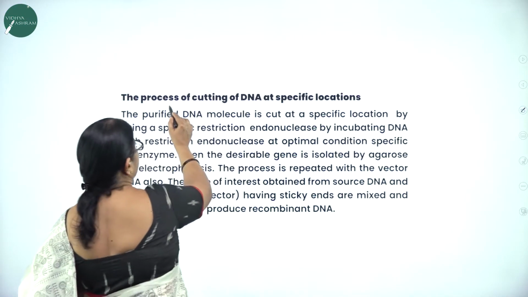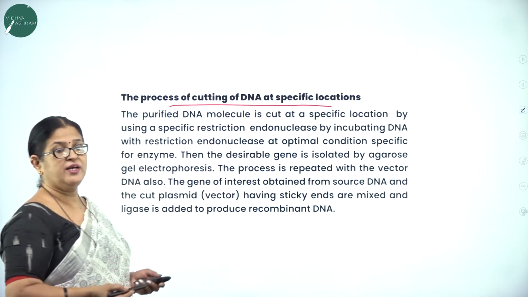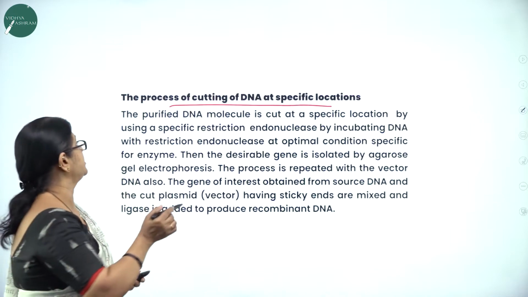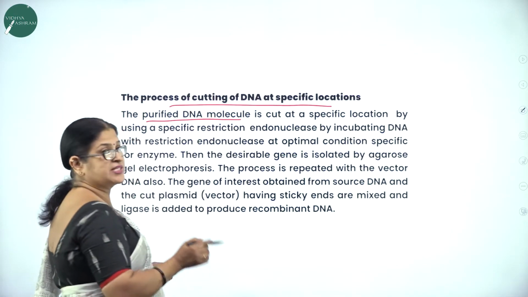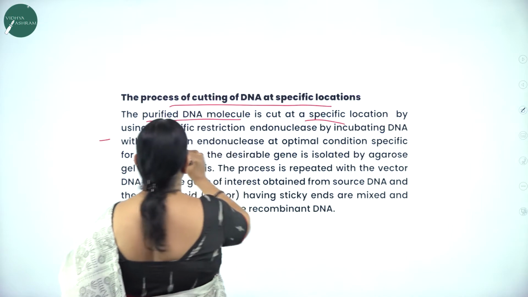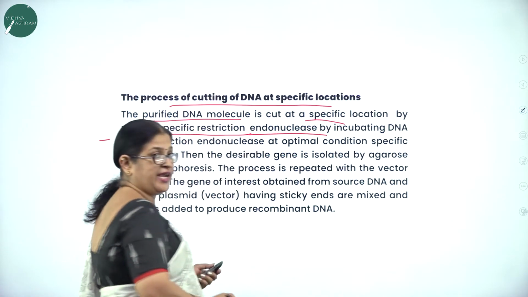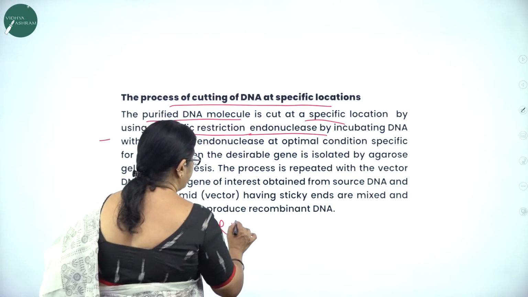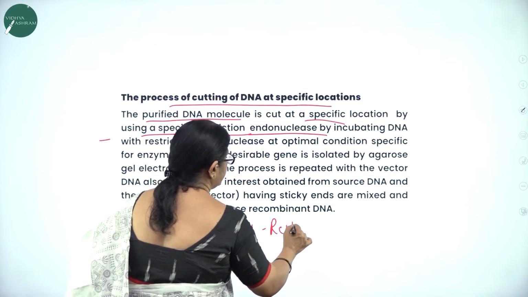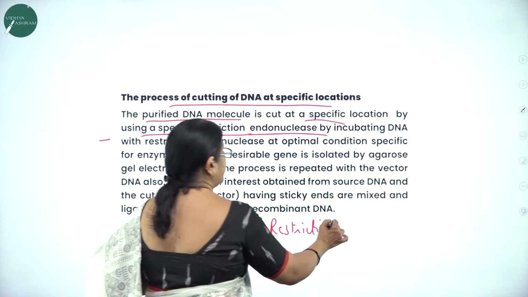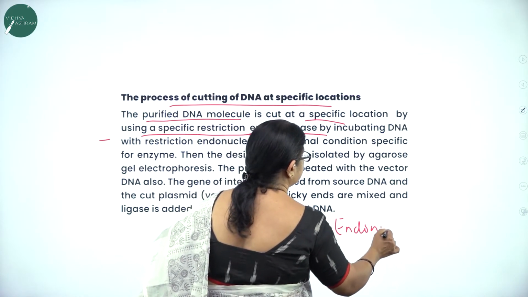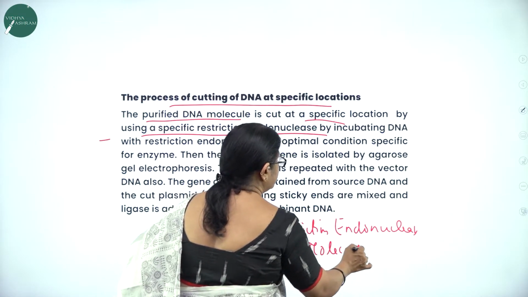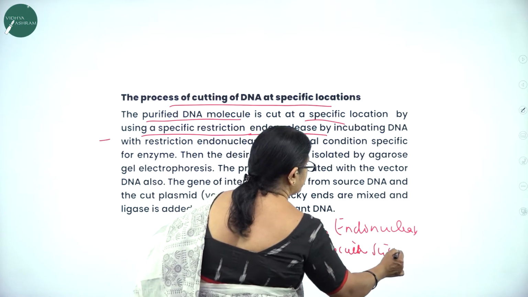Then the process of cutting DNA at specific locations. Next very important step is what? The process of cutting DNA at specific locations. So the purified DNA molecule is cut at a specific location by using a specific restriction endonuclease. As we know, REN, that is restriction endonucleases, are called as what? Molecular scissors.